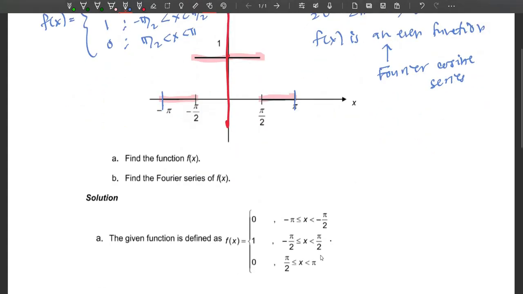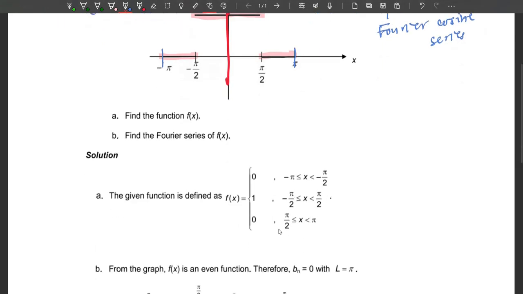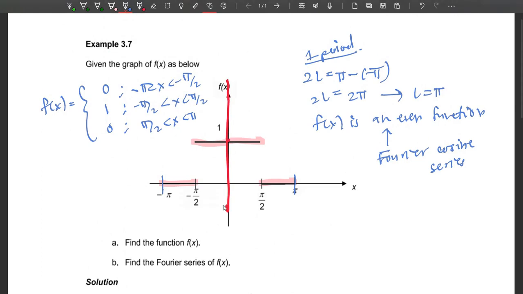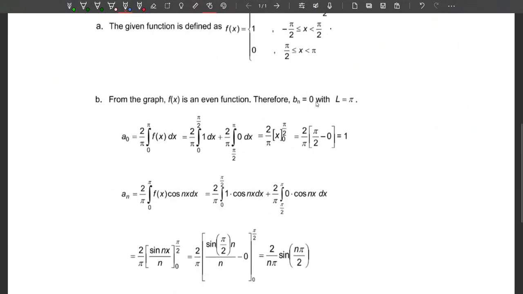As you can see here, it is the same. So from the graph, as I explained earlier, this is an even function because it is symmetric at the y-axis. Since this is an even function, therefore Bn is equal to 0, so we just need to determine A0 and An. I've explained to you why L is equal to pi.